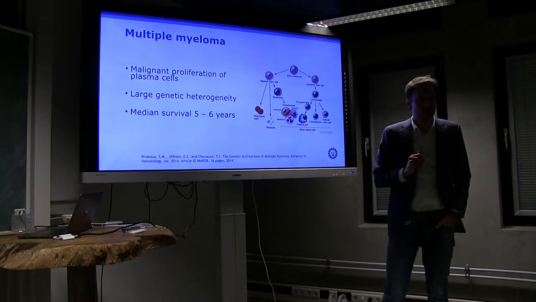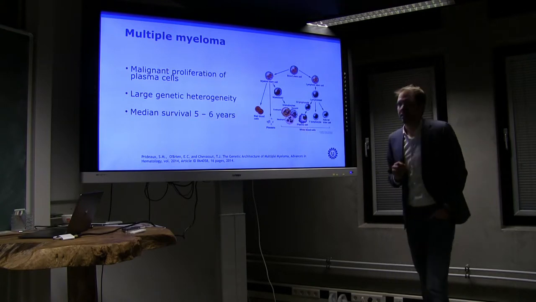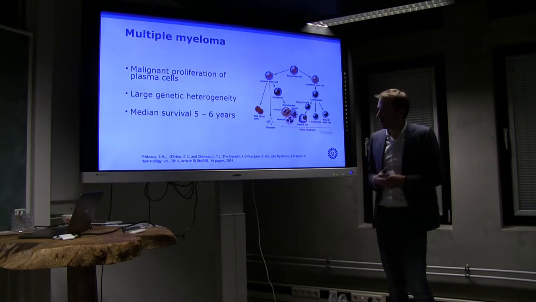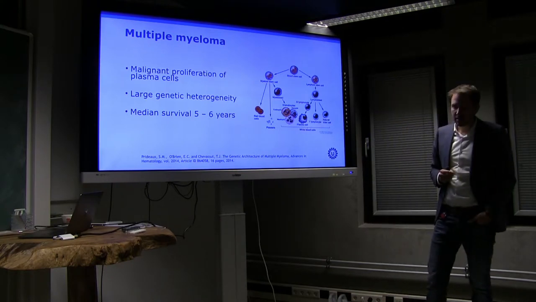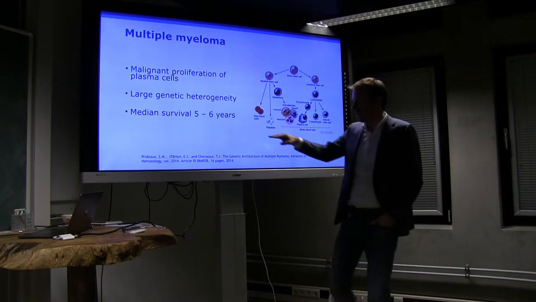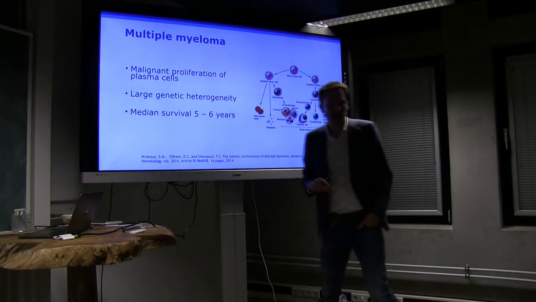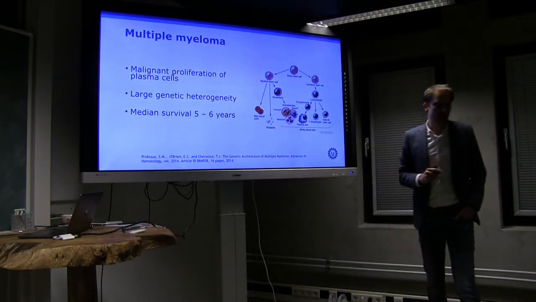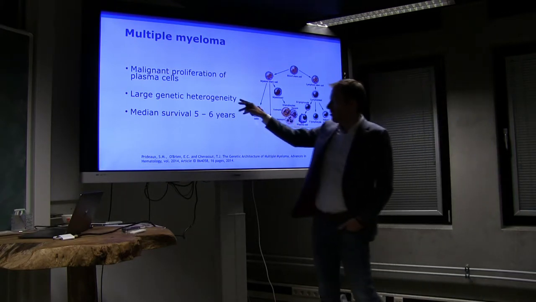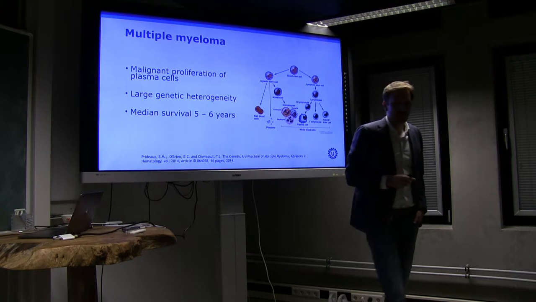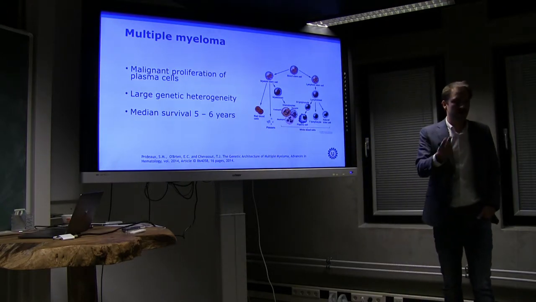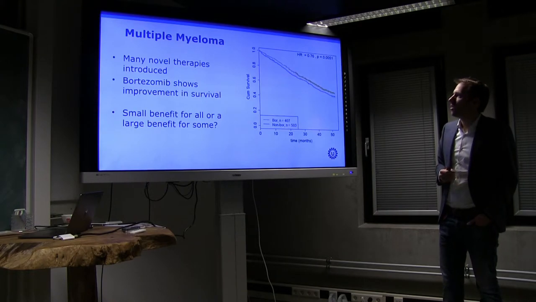We focused on multiple myeloma, which is a malignant proliferation of plasma cells. In the blood lineage, you have certain cells that are plasma cells. This particular cancer has a pretty poor survival, between 5 and 6 years, so there are not many good treatments. In part this is because it's characterized by very large genetic heterogeneity, so many patients have a different somatic genotype.